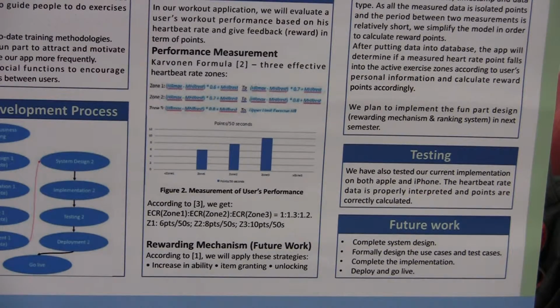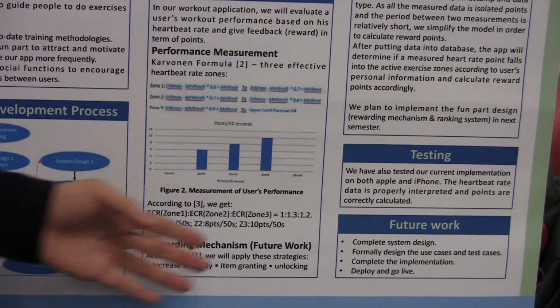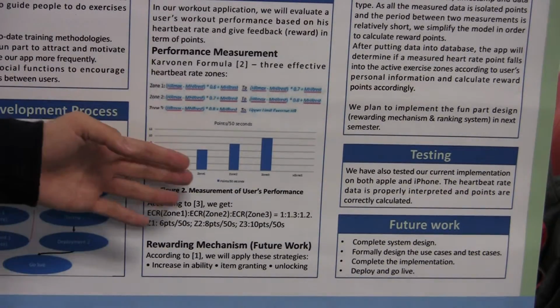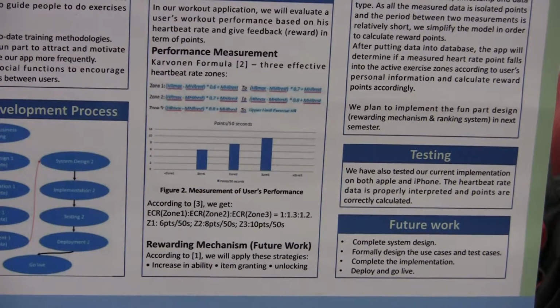And the amount of points is decided by the energy consumption of the user when his exercise heartbeat rate is in that zone. And we find that the energy consumption is about 1 to 1.3 for zone 1 to zone 2, and 1 to 1.2 for zone 2 to zone 3. So we will accordingly give 6, 8, and 10 points per time for users when they do the exercise.